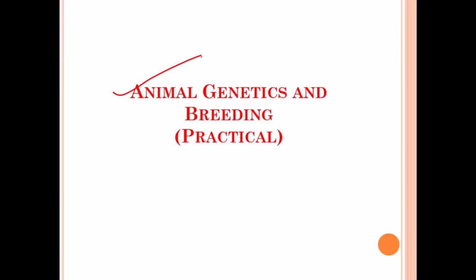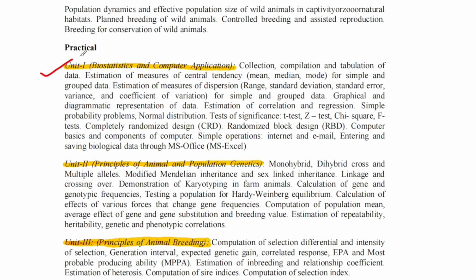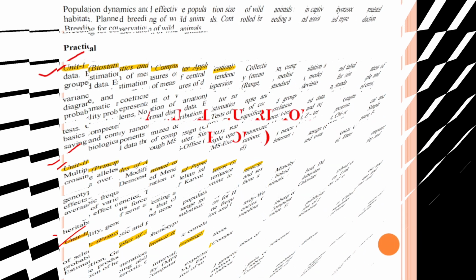After that, we will discuss the syllabus for the practical portion of animal genetics and breeding. For the practical also we have 3 units. Unit number 1 is for biostatistics and computer applications. Unit number 2 is for the principles of animal and population genetics, and unit number 3 is for the principles of animal breeding.